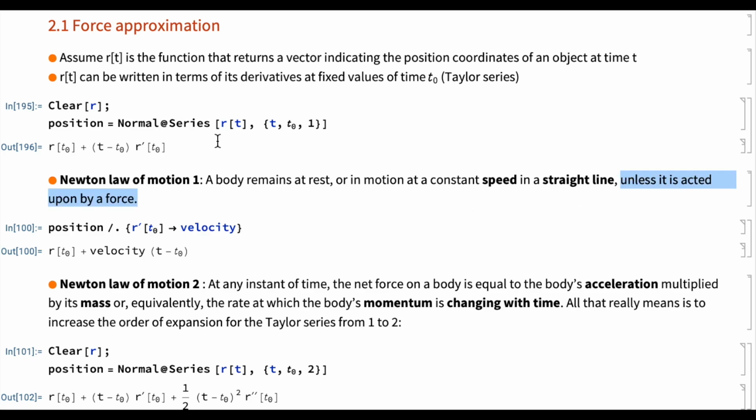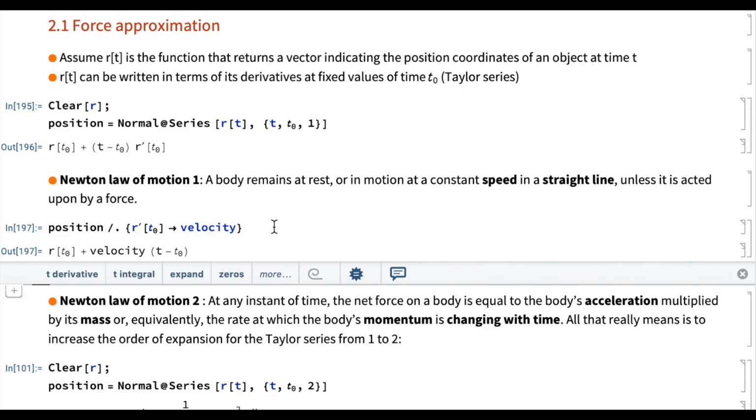Forget about the last part, unless, etc. That's the second law. So what we do is that in the position that we calculated up there, we replace R prime of t by a constant called velocity. There we are. Now we are getting R(t0), the start of our time at t0, usually 0, and we just add to it the constant velocity times (t minus t0), which is a polynomial of degree 1 altogether.